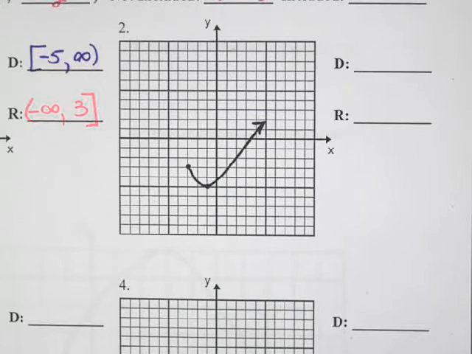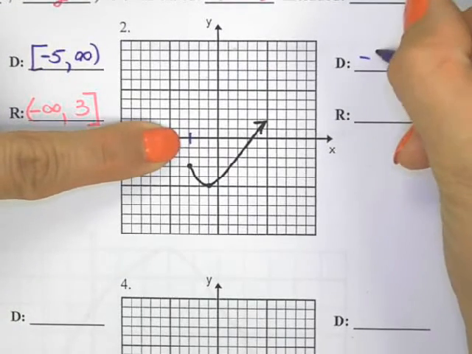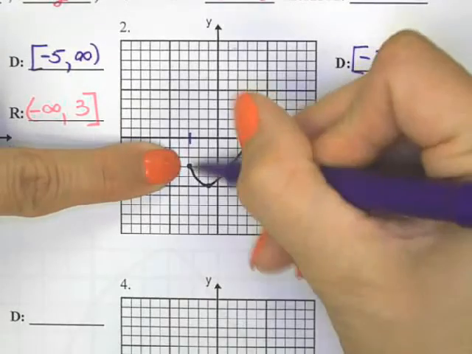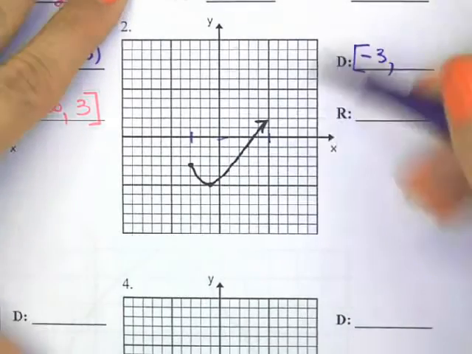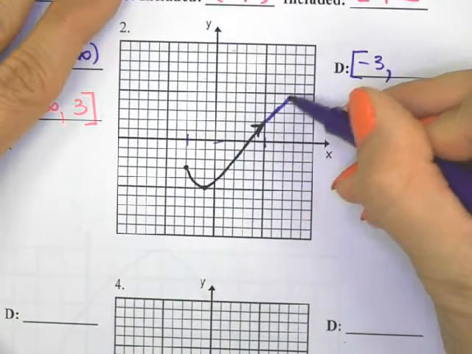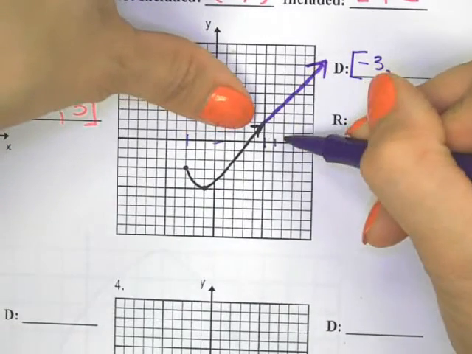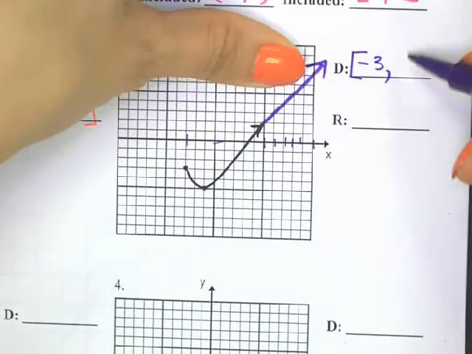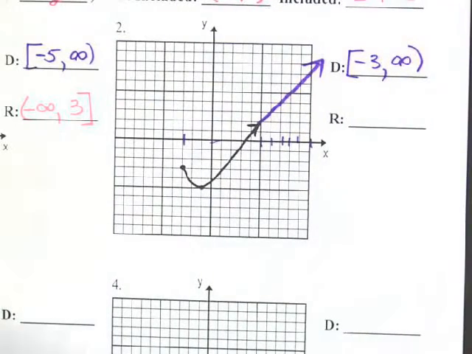Okay, number 2. Let's take a look at the domain. Domain means x. The smallest x being used is negative 3. Since that's a closed point, let's bracket it because it's using it. And the largest x, again, it's helpful to exaggerate the graph, even go off the graph paper. Up, up, up, and away. So 7 is being used, and 8, and 9, and 10. But even past 10, all the way to infinity. Infinity always gets a parenthesis.